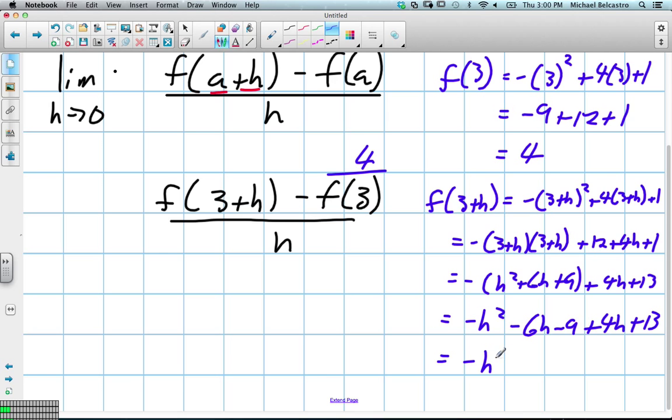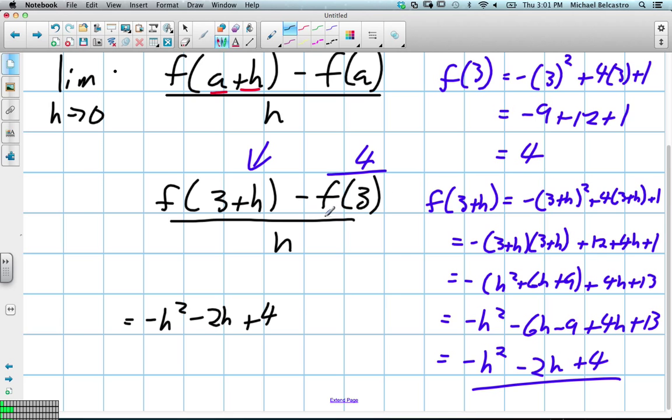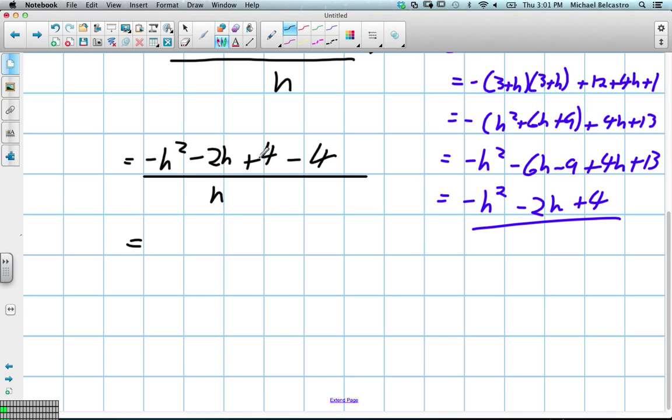As we simplify, negative 6h and 4h gives us negative 2h. Negative 9 plus 13 gives us a value of 4. So this is what we replace our f at 3 plus h with. Our equation now reads negative h squared minus 2h plus 4, and remember, subtract the value of 4, all divided by our value of h. When we simplify, these 4s go away, and I can factor out our value of h. If we factor h out, we're left with negative h minus 2 over h.